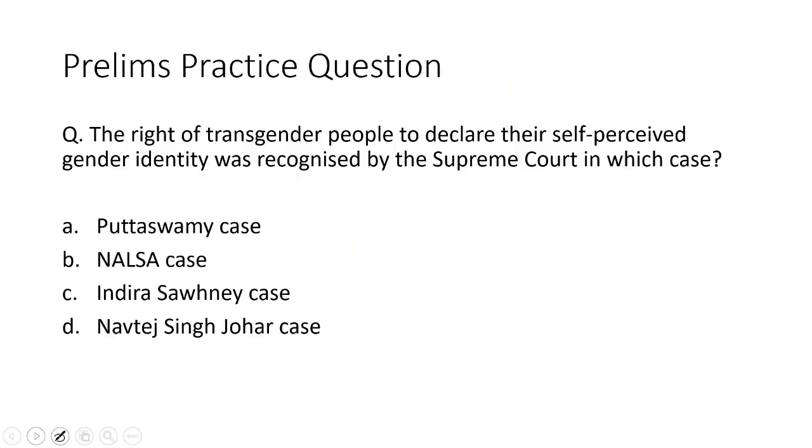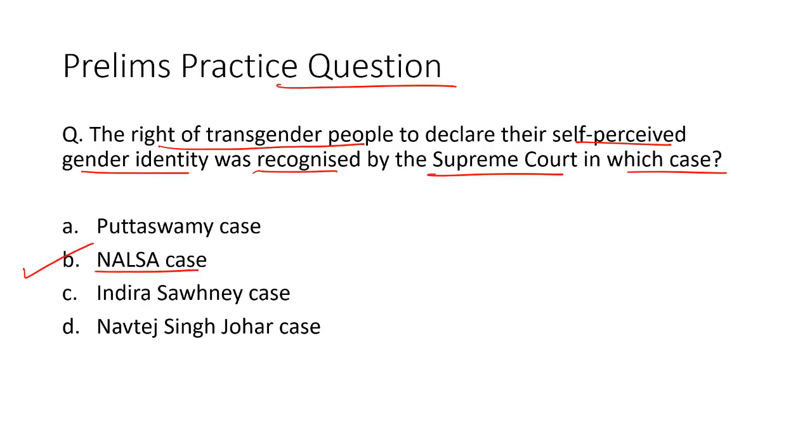Now let's take up the next practice question. The right of transgender people to declare their self-perceived gender identity was recognized by the Supreme Court in which case? The correct answer is option B, NALSA case. See, all the cases that have been mentioned over here are historic landmark cases. So I want you to read about these cases and understand their significance and post them in the comment section below.